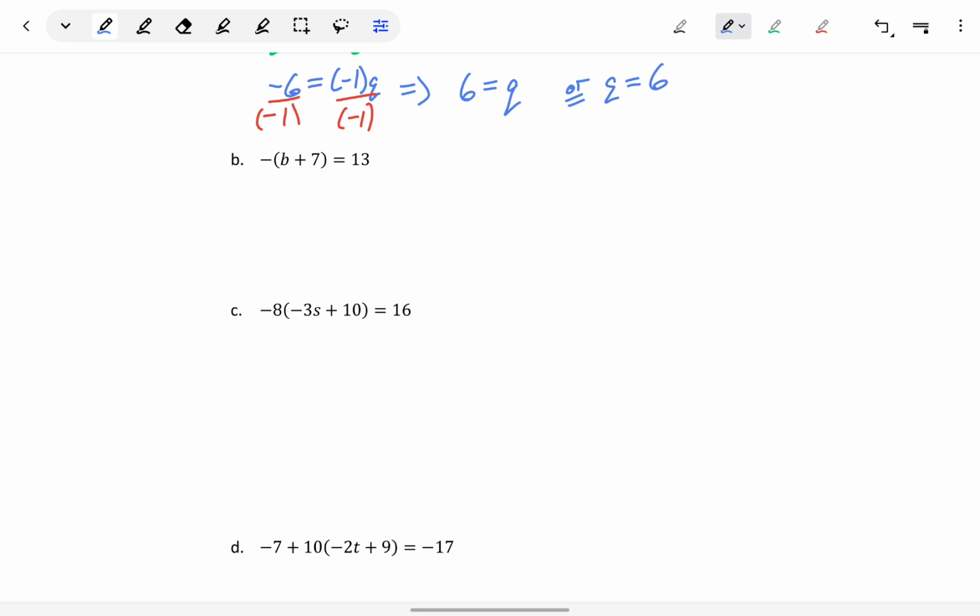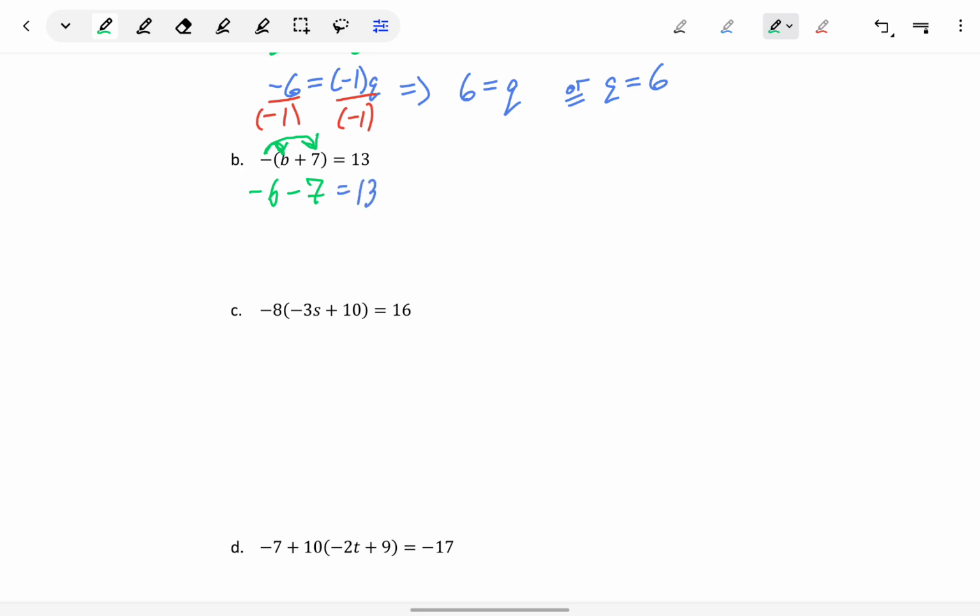In part B, now we have an additional step that we haven't seen in one of these examples so far. We need to apply the distributive property to distribute this negative, or this negative 1, through that set of parentheses. So our first step will be rewriting this as negative b minus 7 is equal to 13.